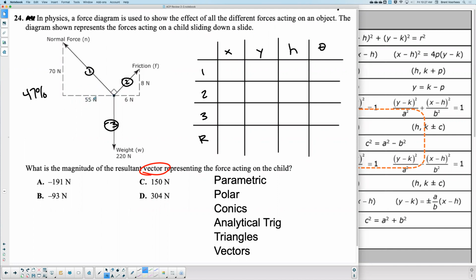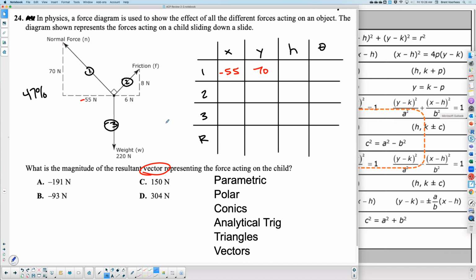This 55, what does that represent? They gave us an X. Now, if I just put it in as a 55, it's going to be wrong. Why negative 55? It's going to the left. Good. That's actually negative 55 because it's going left. Okay, what about the 70? Do I need to make that negative? Why positive? Because it's going up. Good. Let's go to vector 2.